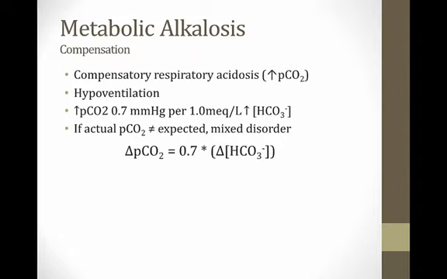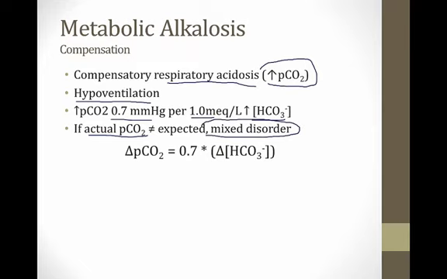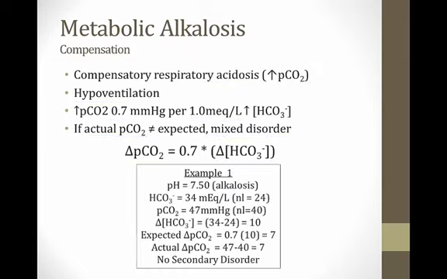So now let's talk about the compensation for a metabolic alkalosis. The compensatory response is to create a respiratory acidosis to raise the PCO2, and that happens through hypoventilation. And there is a rule of thumb that the PCO2 will rise 0.7 for every 1 milliequivalent rise in the bicarb. And if your actual PCO2 does not equal your expected, then you have a mixed disorder. And I've written the equation for metabolic alkalosis compensation down here. The change in PCO2 is 0.7 times the change in bicarb. So this is easier to understand if we do an example.